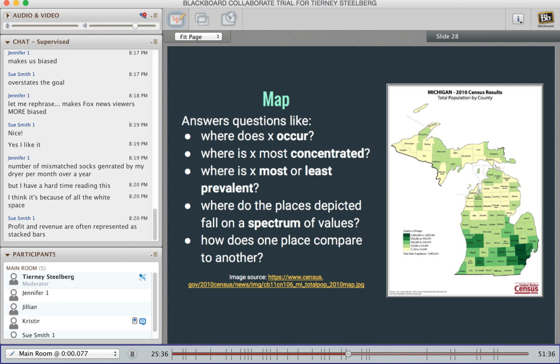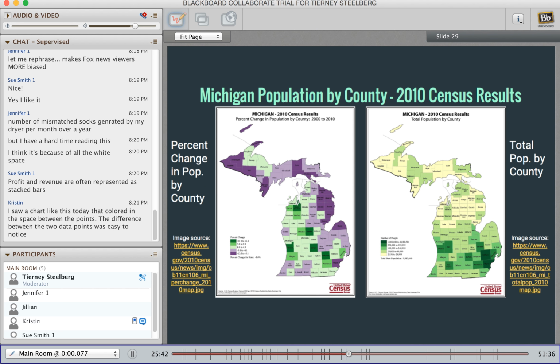Here are two different examples of color use in maps. The map on the right shows each Michigan county shaded by total population. The map on the left, on the other hand, uses two different shades to show the percent change in population for each county. Purple indicates a decrease and green indicates growth. And once again, the darker it is, the higher the value, be it negative or positive. What do you think of these two maps? Is it an effective use of color? Are they legible?